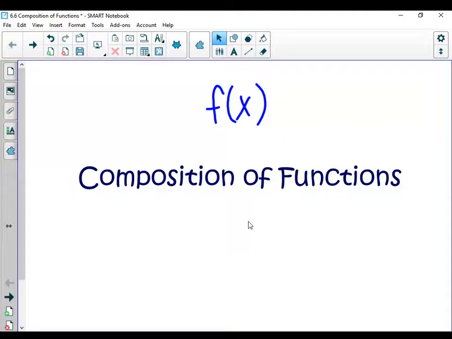Of functions, we're going to be doing that at the end. That is what's going to be helping us for Monday's lesson, and that's inverses, okay?